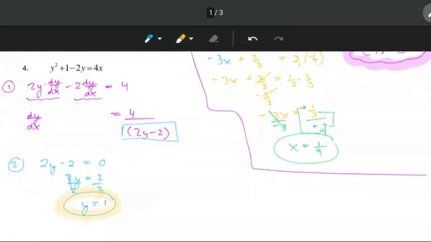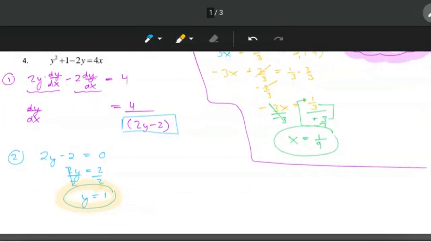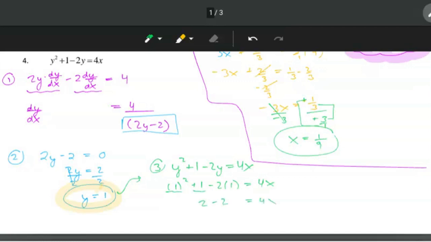So to find the x coordinate, we could always plug that back into the original relation. So step 3, our original relation was y squared plus 1 minus 2y equals 4x, and we're going to plug in our y value. So 1 squared plus 1 minus 2 times 1 equals 4x. So 1 squared is 1. 1 and 1 is 2. So it's 2 minus 2 equals 4x. We get 0 equals 4x. Divide both sides by 4. And you get x equals 0.